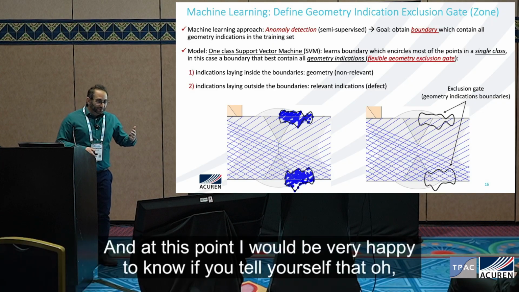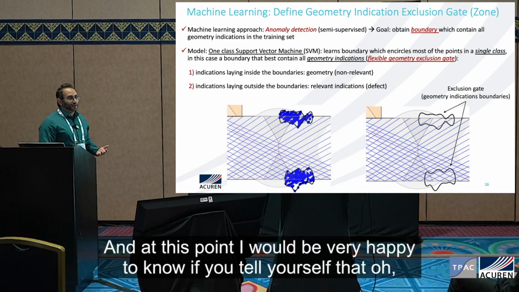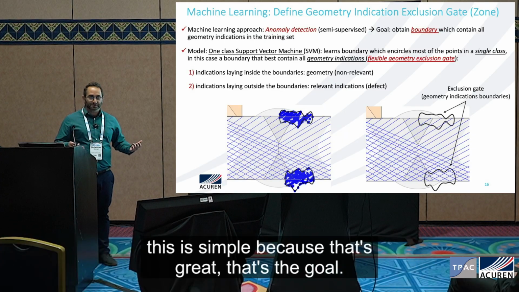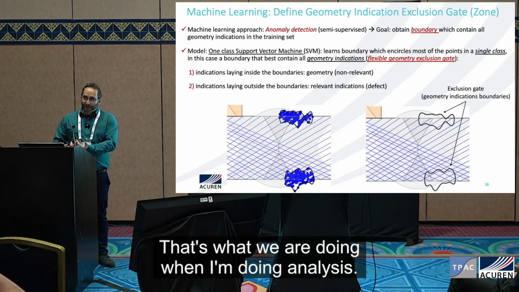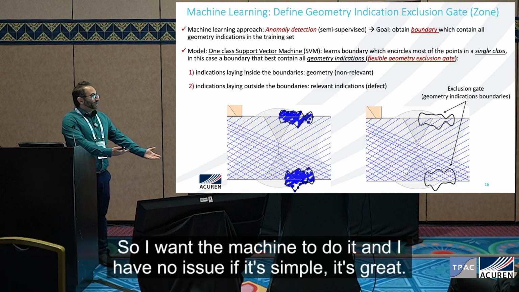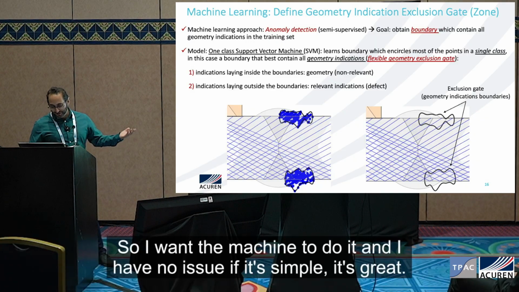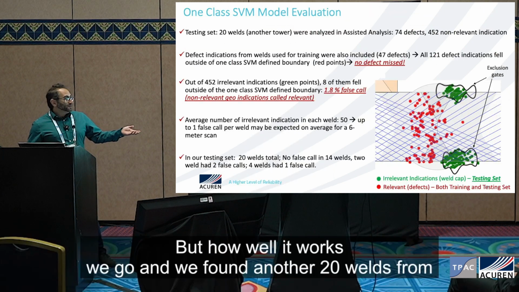And at this point, I would be very happy to know if you tell yourself that, oh, this is simple, because that's great, that's the goal. I want it to be simple. That's what we're doing when I'm doing analysis, so I want the machine to do it. And I have no issue if it's simple. It's great. But how well does it work?